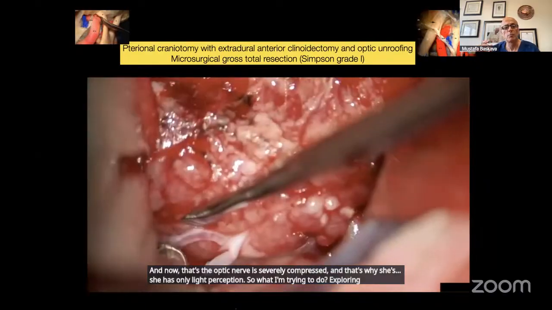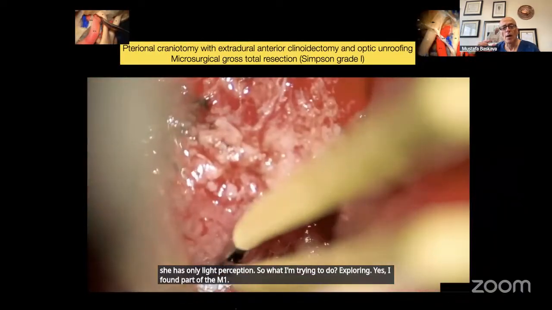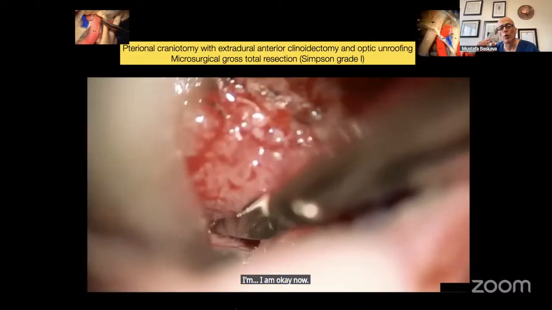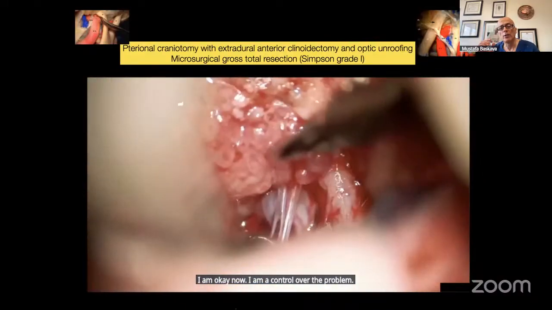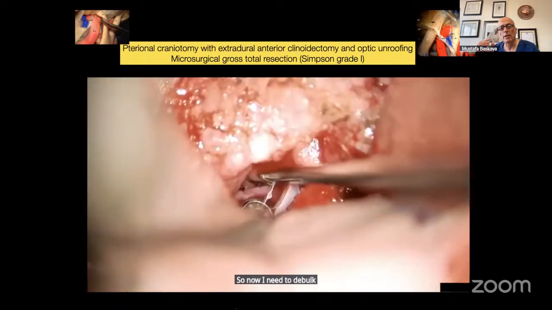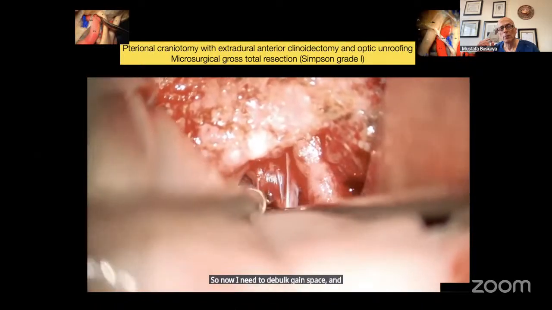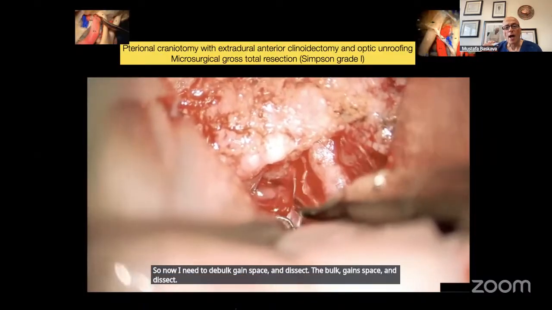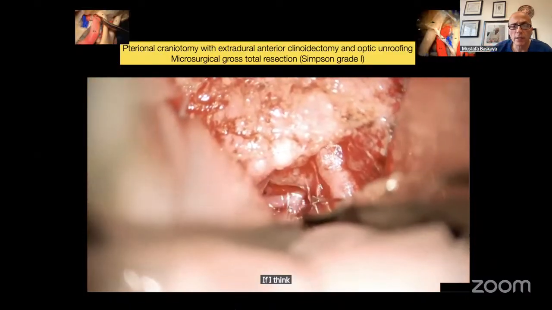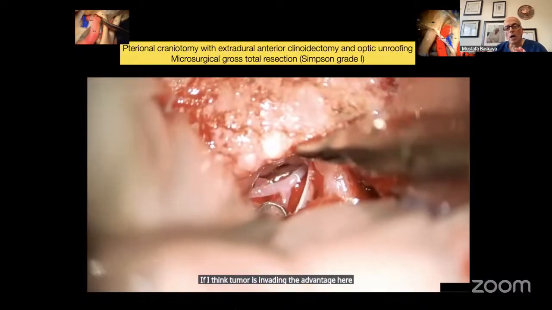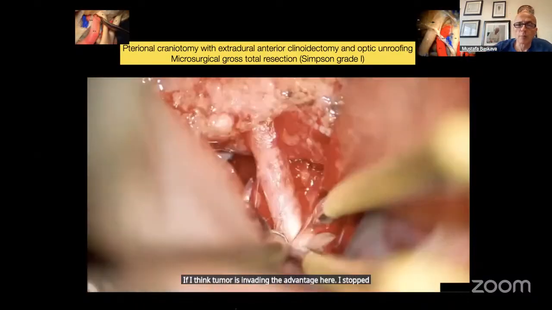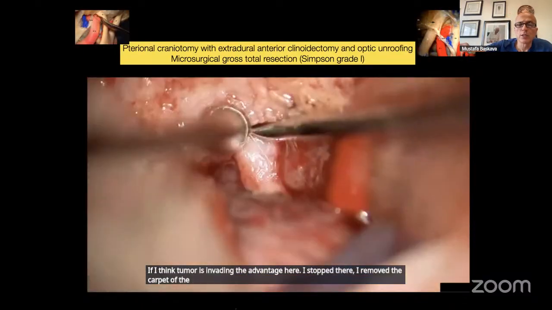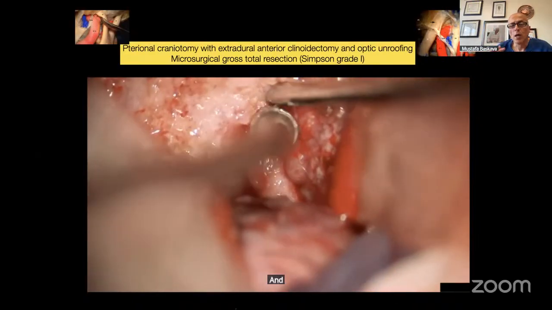Yes, I found part of the M1. I'm okay now. I have a control over the problem. So now I need to debulk, gain space, and dissect. Debulk, gain space, and dissect. If I think tumor is invading the adventitia, I stop there. I remove the carpet of the tumor on the vessel and remove the rest of it.